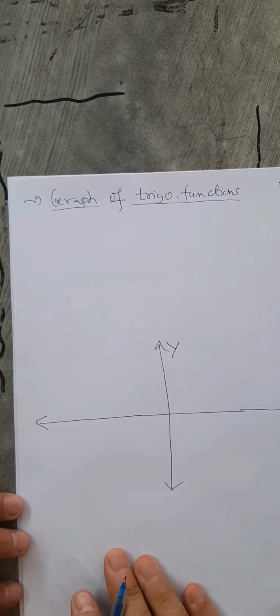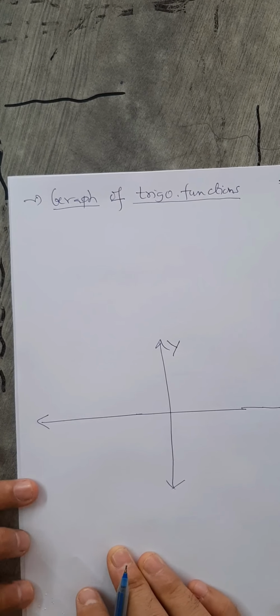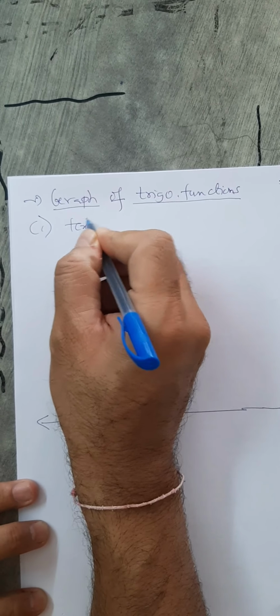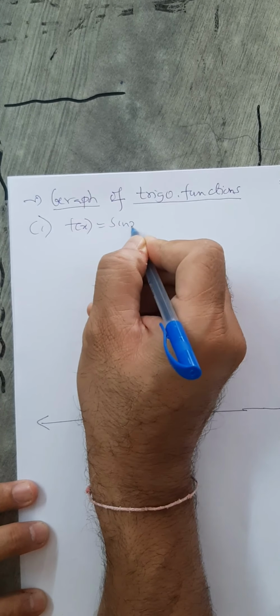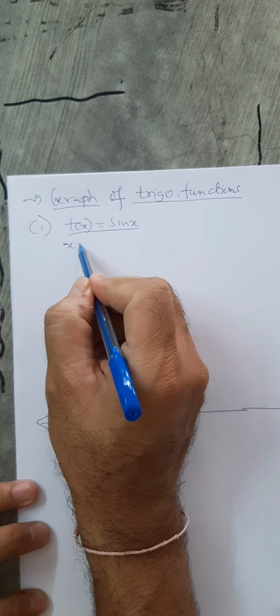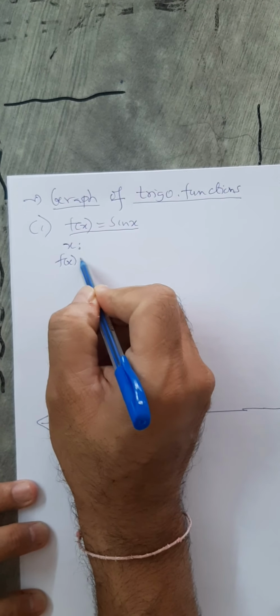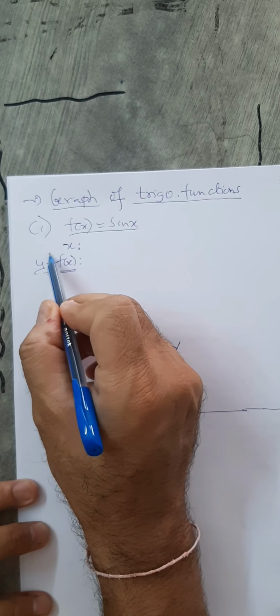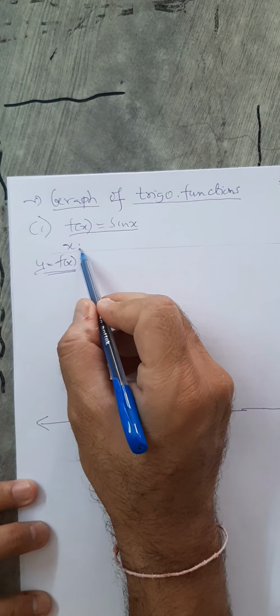So for the graphs of trigonometric functions, here first we start with f(x) equals, for example, sine x. Now what we do, if you remember, we used to prepare such a table of x and f(x). Here we can call this y also. We take values of x of our choice.